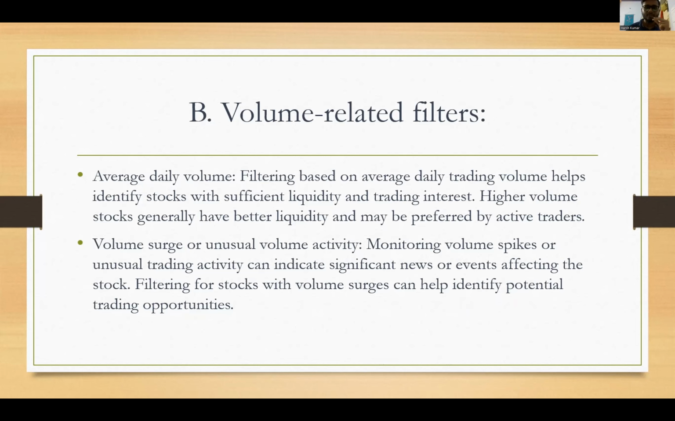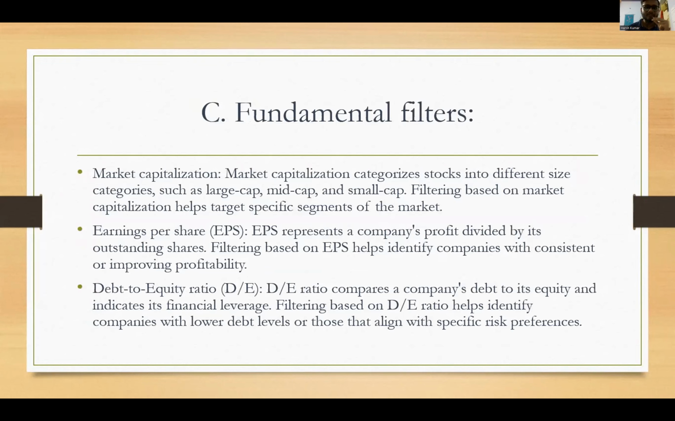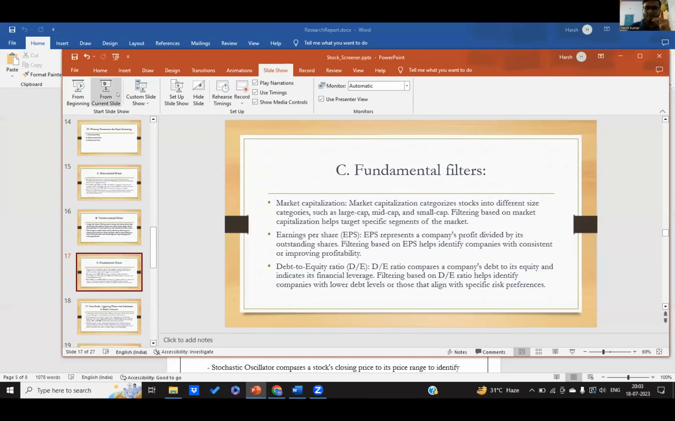There are other fundamental filters, that is the market cap, which tells about the size of the company, how large or how established the company is in the market. Earning per share represents a company's profit divided by its outstanding shares. Filtering based on earning per share helps identify companies with consistent or improving profitability. If we take the example of Britannia, in 2013, over around 5 to 7 years, we can see that its profit is increasing continuously.